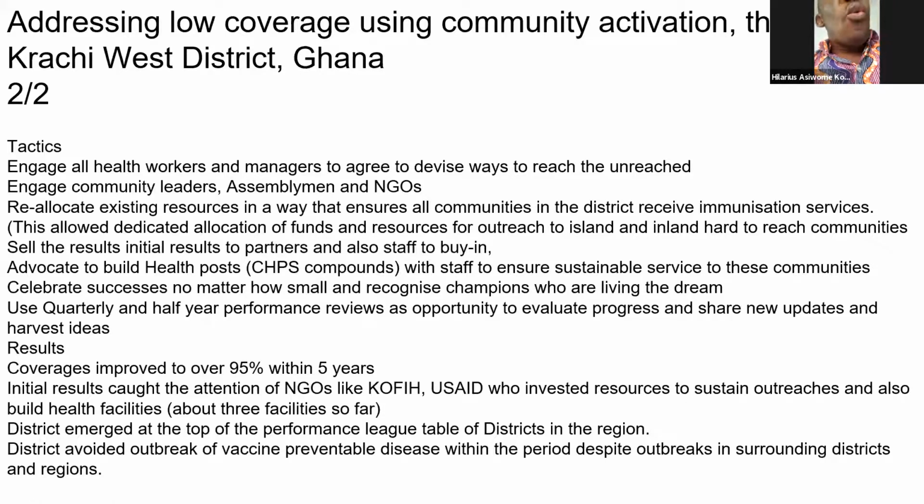So based on this broad strategy, we engage in some specific activities to ensure that we're able to achieve our goal. First of all, we engage all health workers and managers to agree to devise ways to reach the unreached population within the district. We engage community leaders, assemblymen, NGOs. We reallocated existing resources in a way that ensures that our communities in the district receive immunization services.